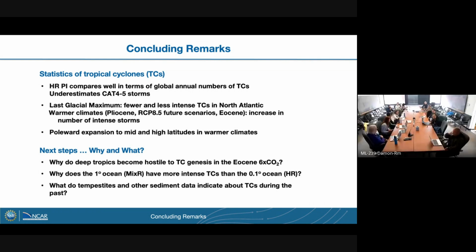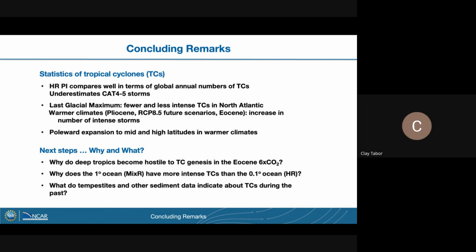And then Clay? Hi, interesting results. Thanks, Betty. I was just curious, in some of the work we had done with fixed SSTs, we found a decrease in tropical cyclone intensity at the LGM, but not nearly as pronounced as yours. I was wondering if, maybe for the Eocene runs, you're also considering any fixed SST simulations as a further comparison of what's really driving the differences in tropical cyclone intensity.